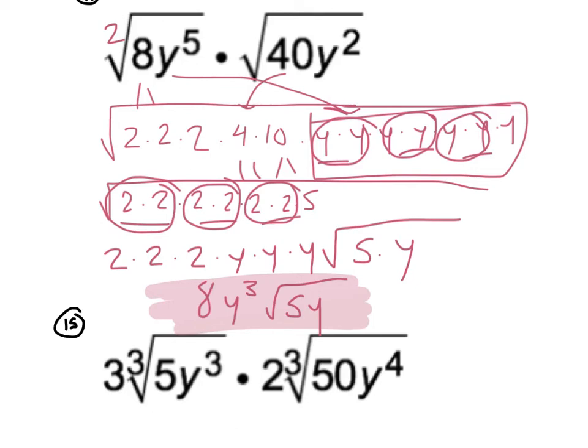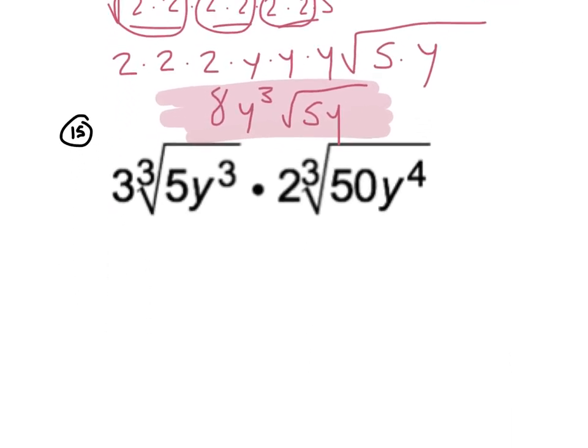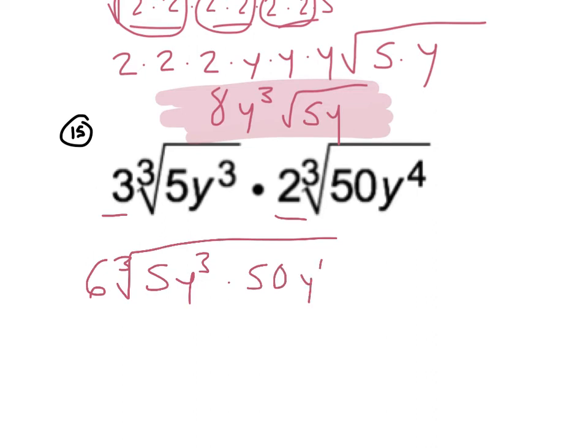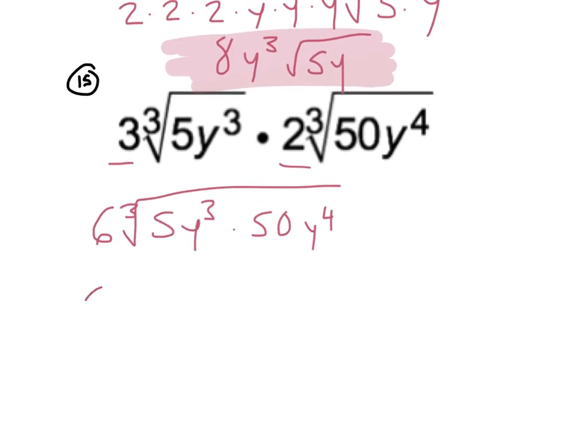Okay, number 15. Since we are multiplying these two and they have the same indexes, we can multiply our coefficients together first. So we have 6, so I just multiplied the 3 and the 2 that are on the outside. And then we have the cubed root of 5y cubed times 50y to the 4th. So we have a 6 on the outside, we have a cubed root, and we have 5 times this 50, we can break down into 2 and 25. We could also break it down to 5 and 50. Again, you'll get the same answer.